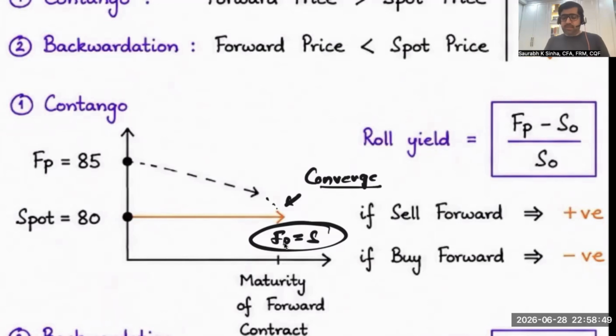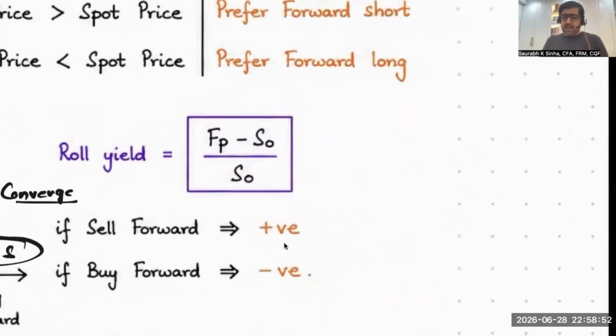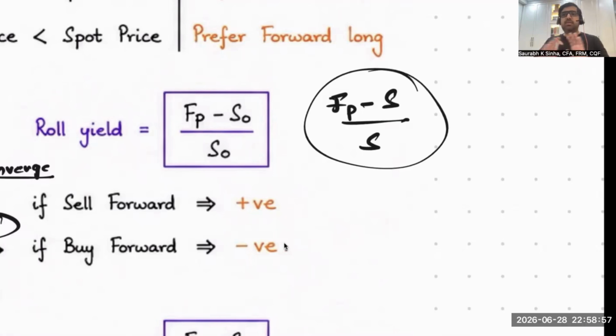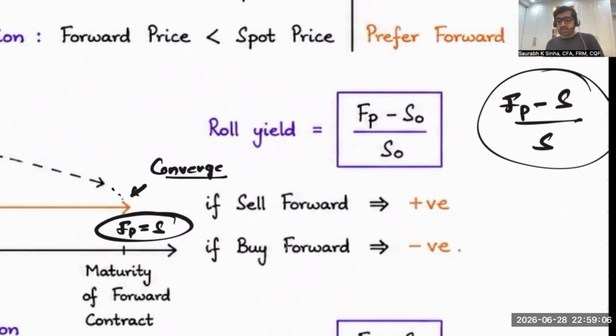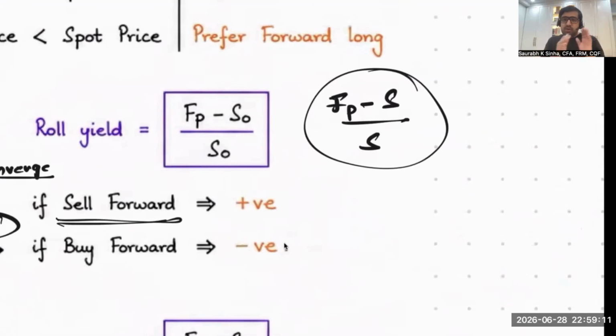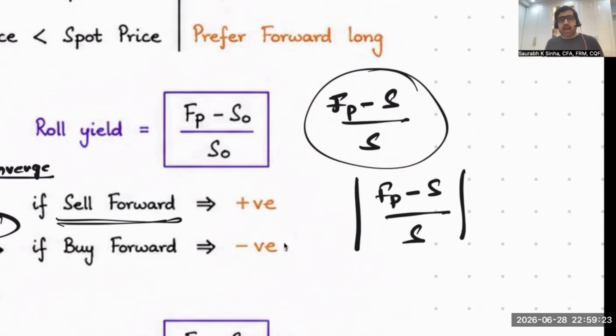So, in very simple terms, I made a profit or loss, and I'm writing it as FP minus spot price upon spot price. This is my profit and loss, and that is called the roll yield. That's it. Currently, it is positive. Why is it positive? Because I have sold the forward contract. So the formula of the roll yield is not going to change. It is the absolute value of FP minus S upon S. FP, future price, S, spot price. That's it. But it will be positive.